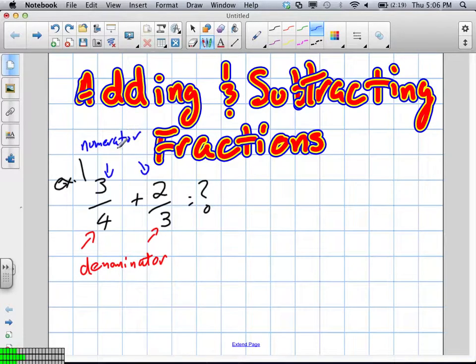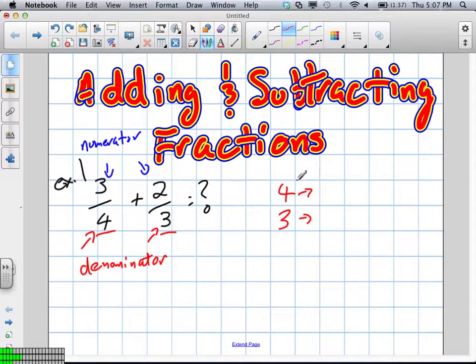When they say common denominator, they mean a denominator that is the same. So the denominator has to be the same for both. That means I have to find multiples of both of those numbers, our numbers 4 and 3. So I take those denominators and I write out the multiples.